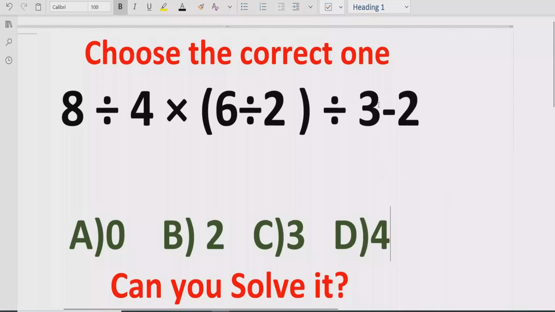Today we will solve another quiz which is related to arithmetic expressions. The quiz contains the basic operations: addition, subtraction, multiplication and division. So we have to solve this quiz using the PEMDAS and BODMAS methods and find out the correct answer. In the answer list we have four answers. A is 0, B is 2, C is 3 and D is 4. So let's see after solving it which answer is correct.